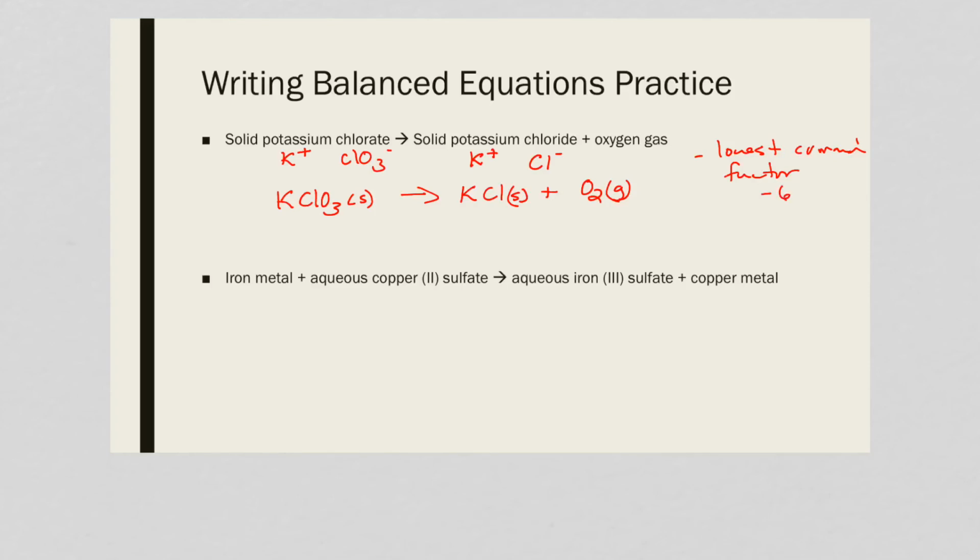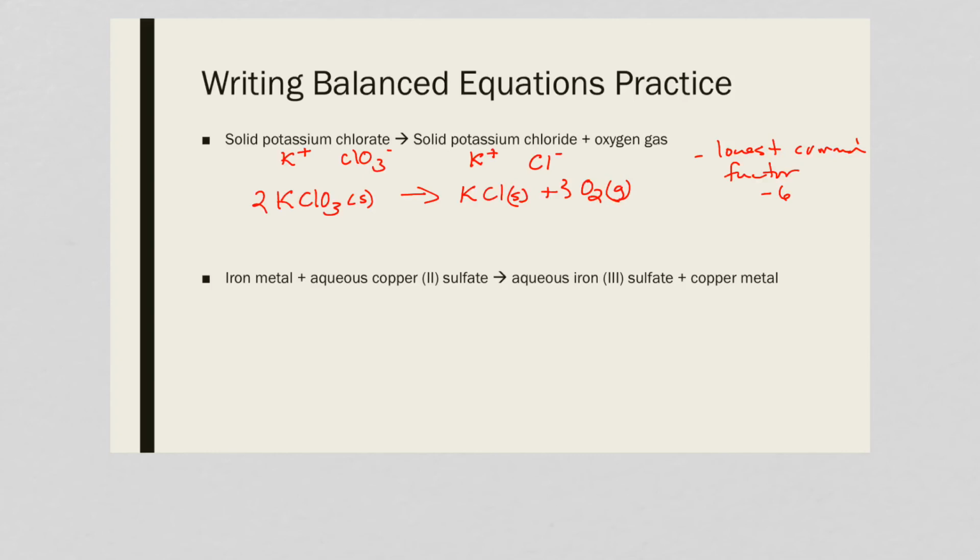So in order to get 6 of these, 6 oxygens over here, I need to put a 2. To get 6 oxygens over here, I need to put a 3. So now we can see I have 2 times 3 are 6 oxygens, 3 times 2, 6 oxygens here.